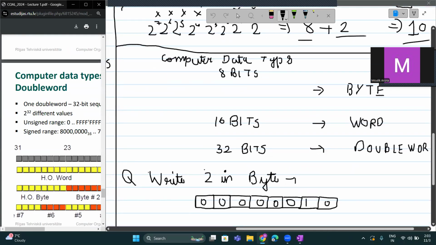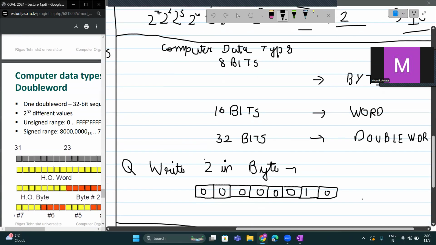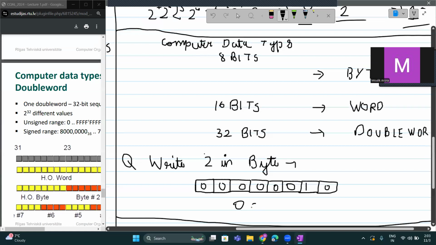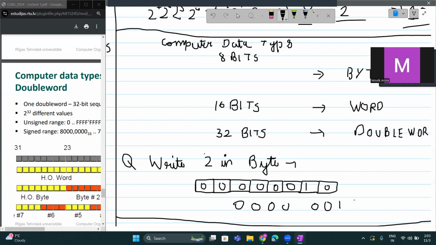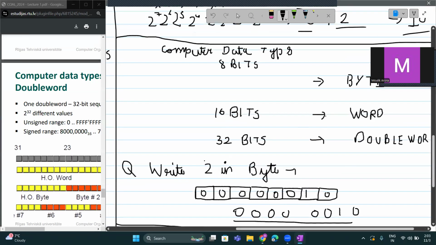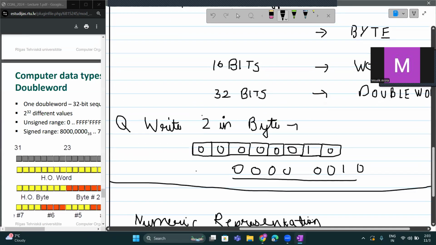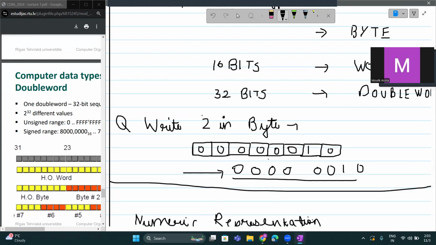So a simple question: if we want to write 2 in a byte, which has 8 bits, we can write it like this. So 8 bits, or we can write it 0, 0, 0, 0, 0, 0, 1, 0. This is number 2 in byte format, and we will use this more later. So first of all, if we want to represent 2, we have to write these many numbers.